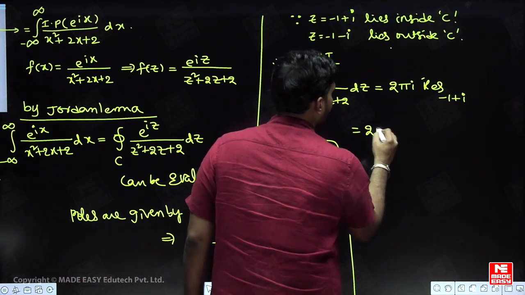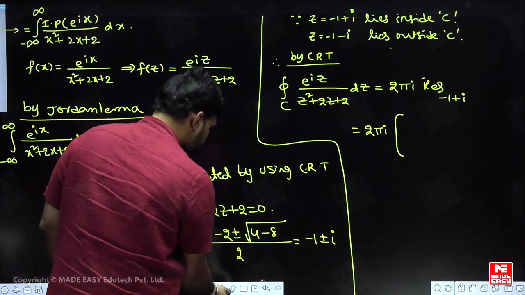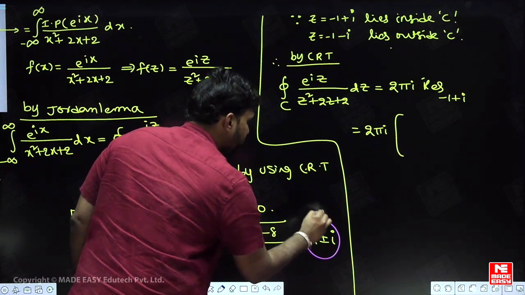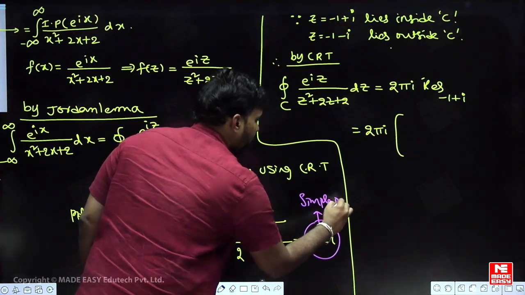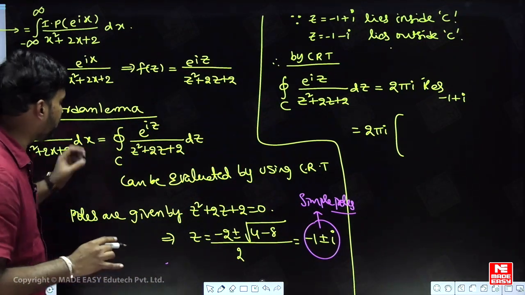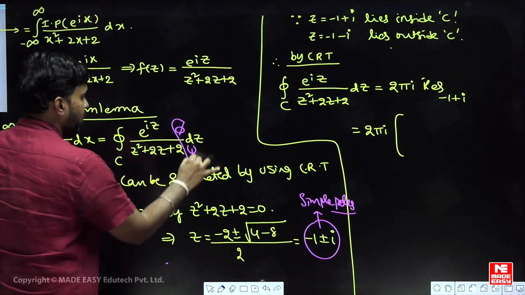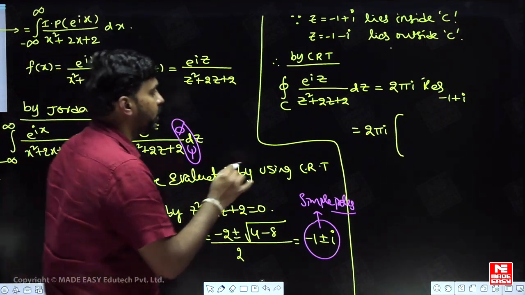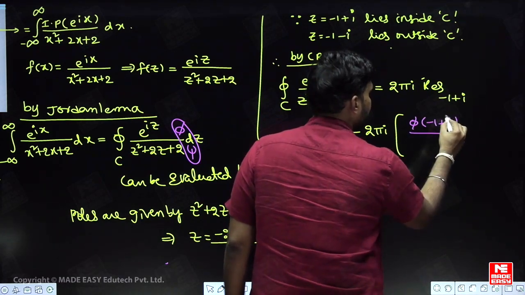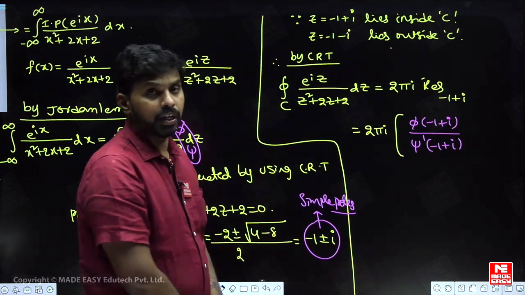So this is equal to 2πi times, my dear students, how do we find the residue of this function? The point is that these poles are simple poles. Everybody knows that for a simple pole, for a function of the form phi by psi, the residue is given by phi of minus 1 plus i divided by psi dash of minus 1 plus i. This is the residue formula.